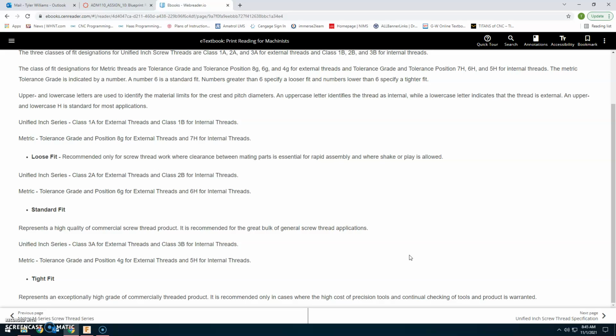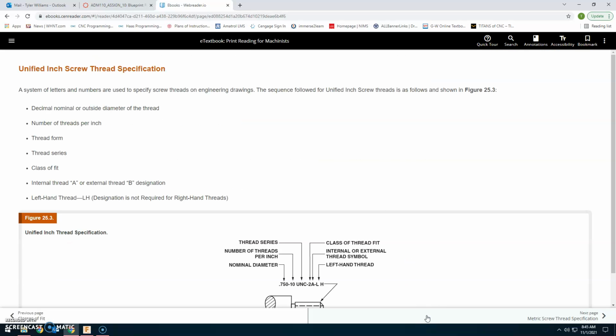So then you've got a tight fit, which represents an exceptionally high grade commercially threaded product. It is recommended only in cases where high cost and precision tools and continual checking of tools and product is warranted.